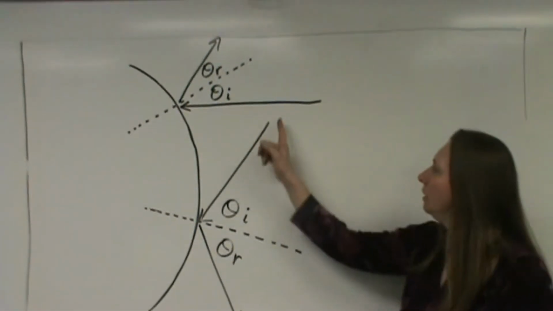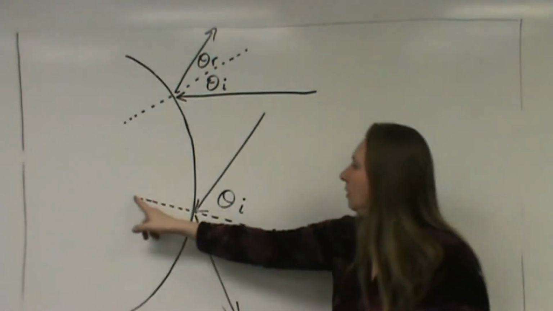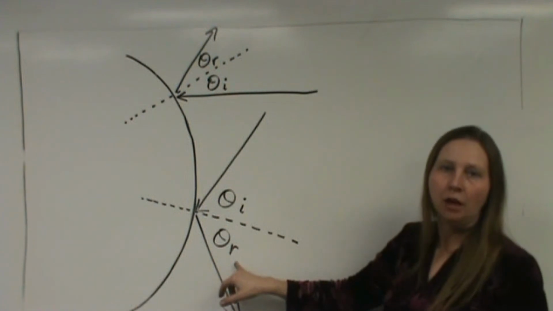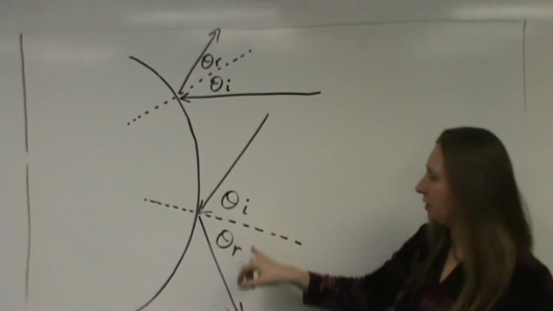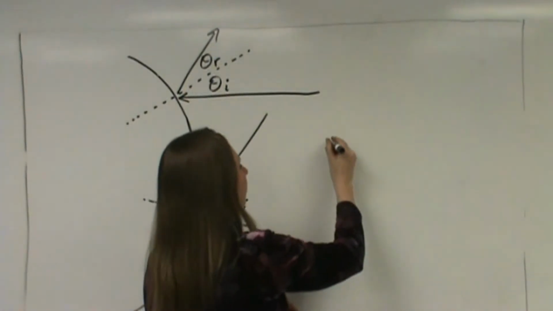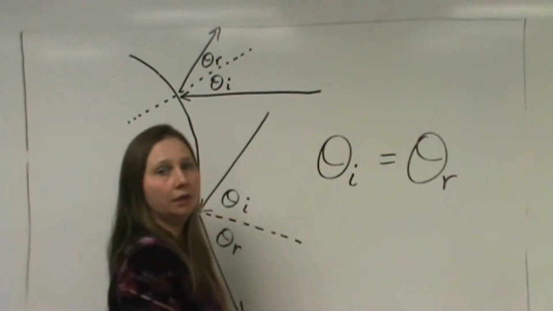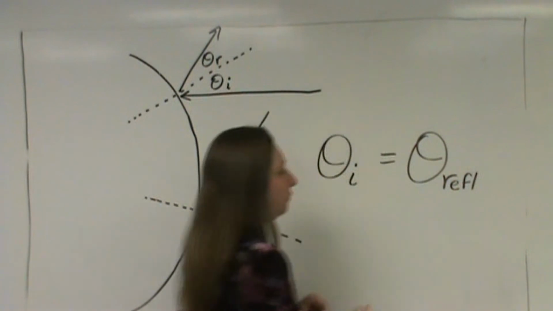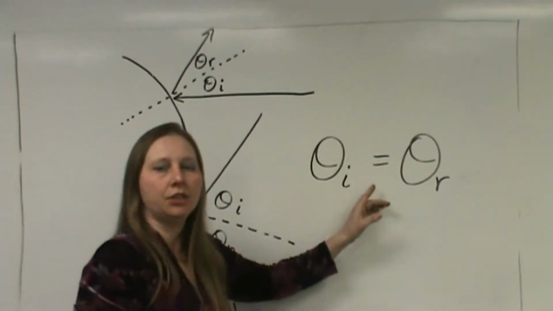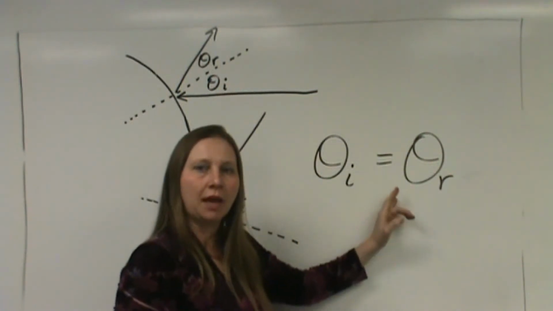Just to review, this is the incident ray, the incident angle, the normal, the reflected ray, and the angle of reflection. And remember that the angle of incidence must be equal to the angle of reflection. You can write that symbolically: theta incident equals theta reflected. And again, if you like, you can put REFL for reflected, or you can just put R. So that is a symbolic version of the law of reflection. The angle of incidence is equal to the angle of reflection.